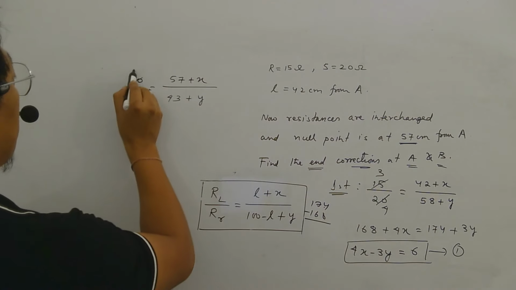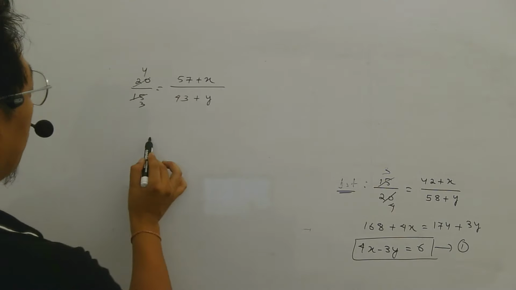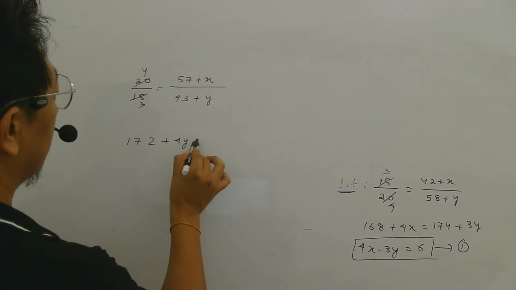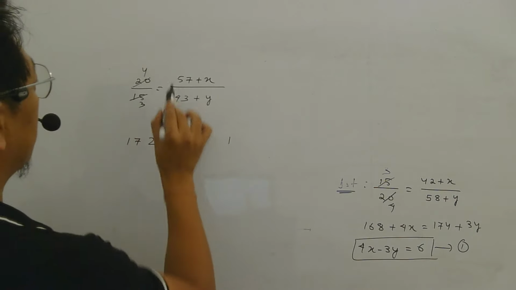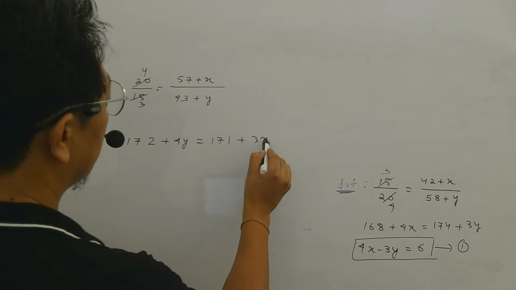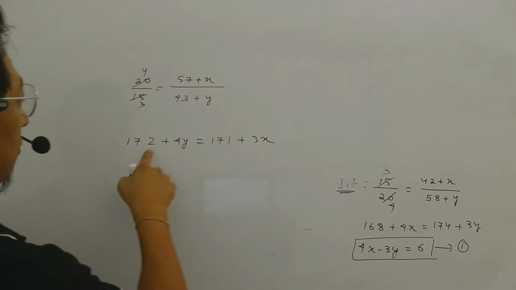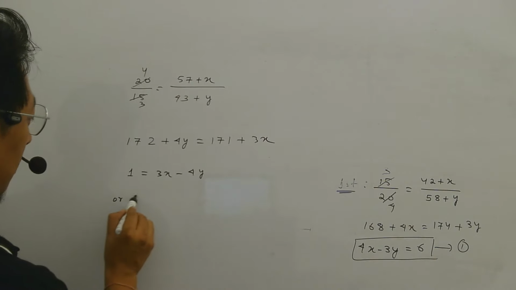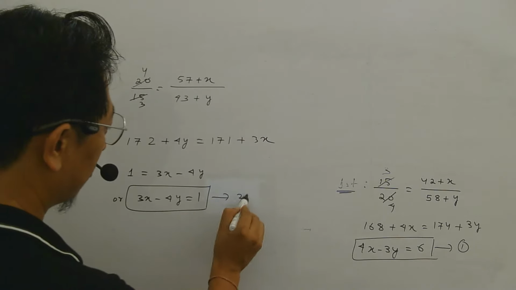So again this will be 4 by 3. So now if you cross multiply, 4 times 43 is 172 plus 4y, right? And 3 times 57 is 171, so 171 plus 3x. So now if I take 4y this side, 171 this side, I will get 1 equals 3x minus 4y. Or I can write 3x minus 4y is equal to 1. So this is my equation 2.